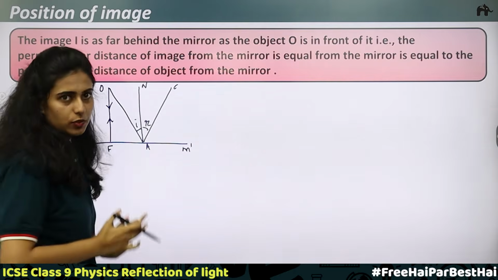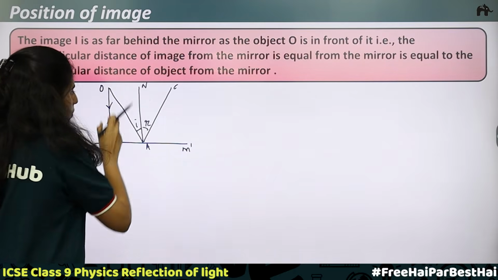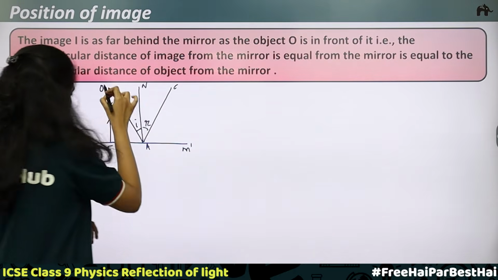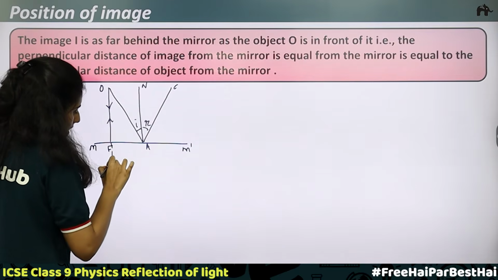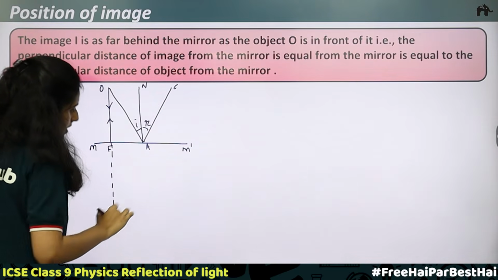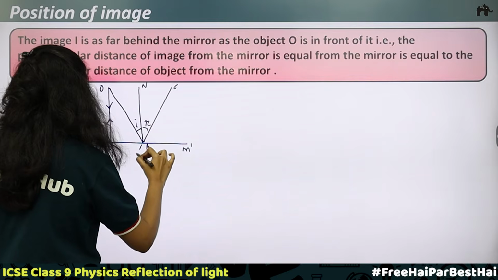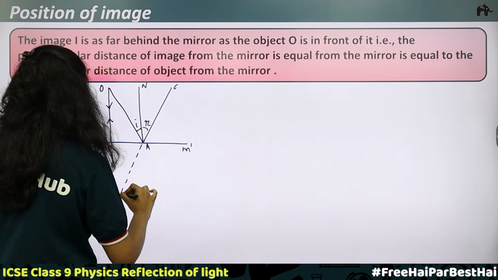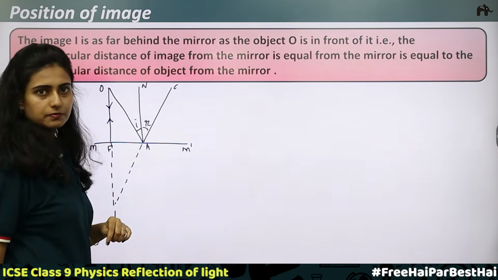Now what we are going to do is extend both the reflected rays backward. First, I am extending the first reflected ray backward. Similarly, the second reflected ray I am also extending backward.